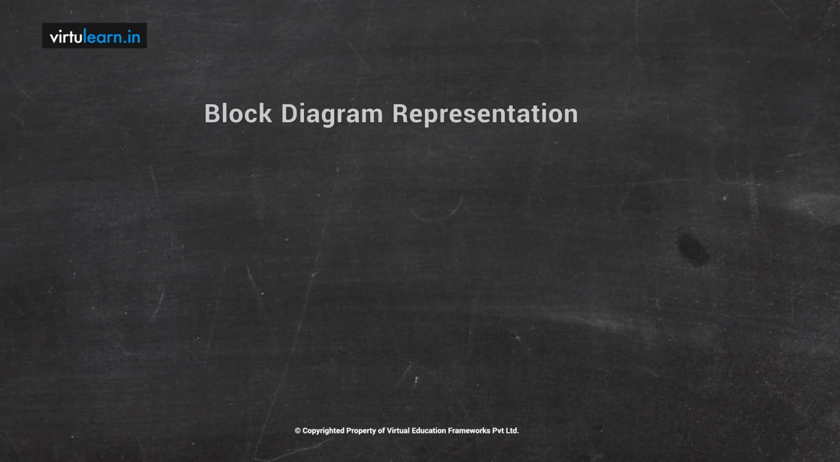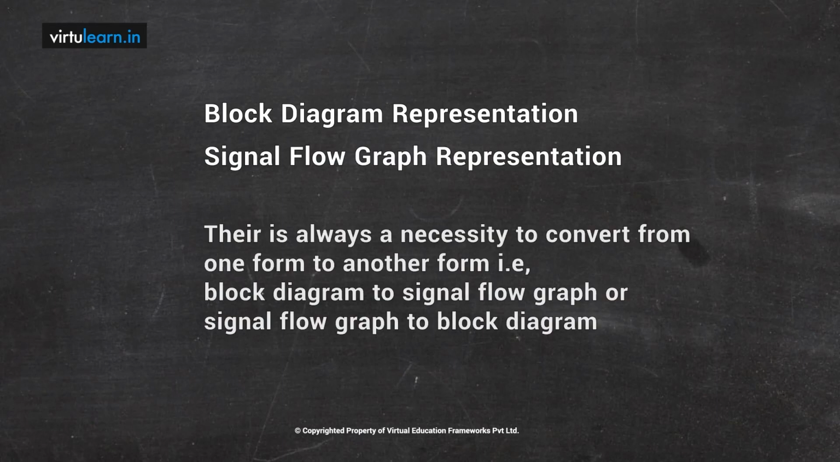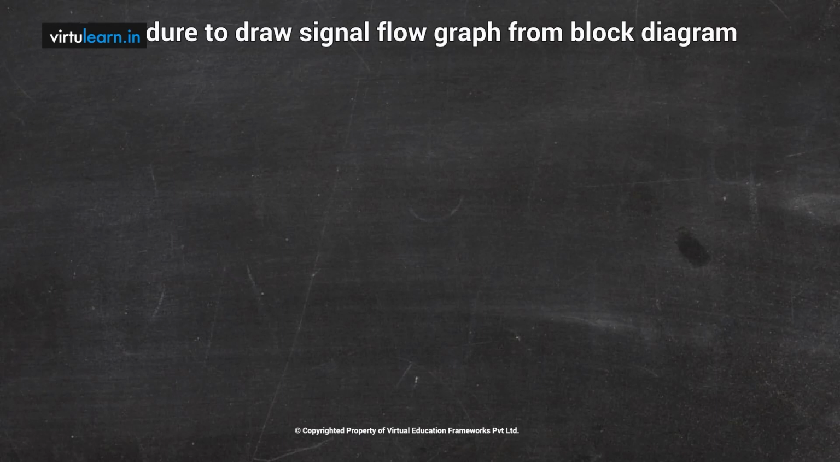There are two types of representations in control systems. They are block diagram representation and signal flow graph representation. And there is always a necessity to convert one form to another form, that is from block diagram to signal flow graph or from signal flow graph to block diagram. Now we will see how to get the signal flow graph from block diagram. The procedure steps are given here like this.